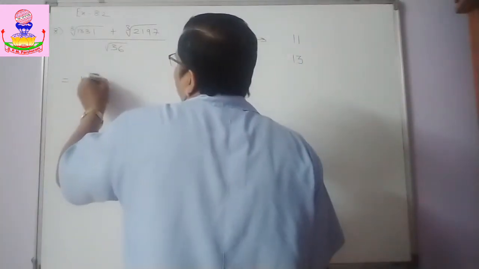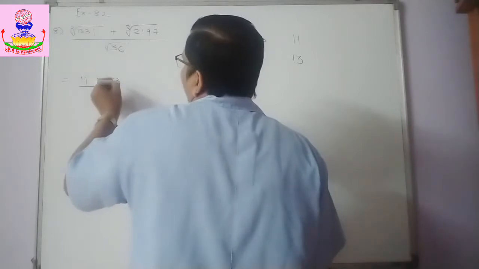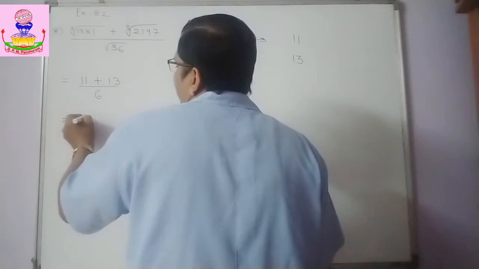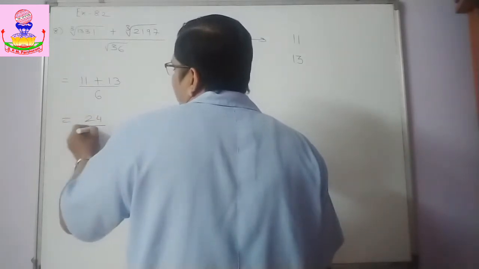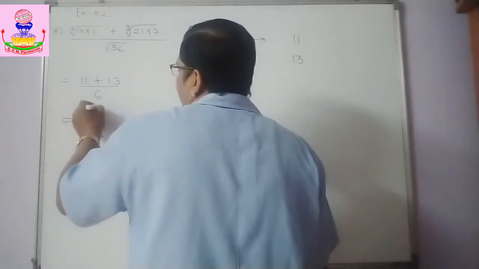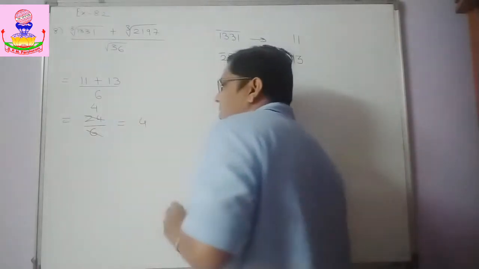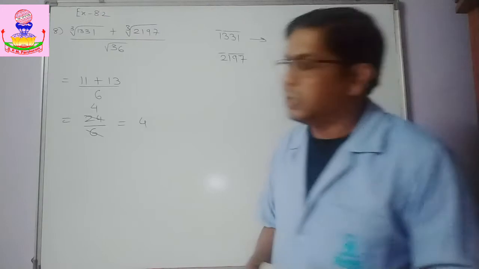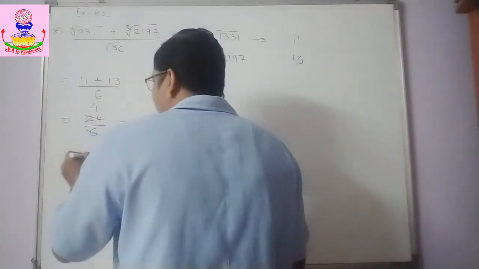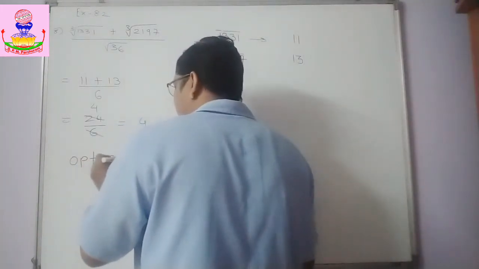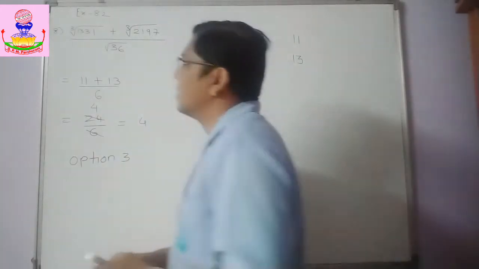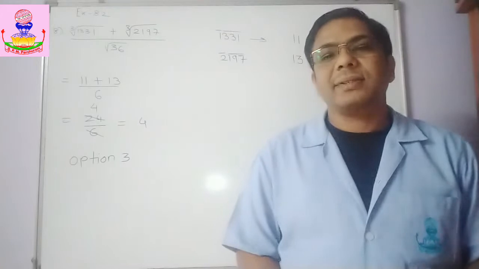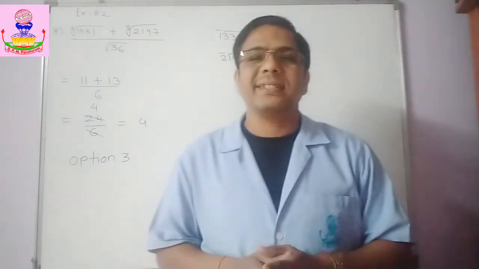Yes. So this is 11 plus 13 upon the square root of 36, which is 6. 11 plus 13 is 24. Okay. Upon 6. So 6 fours are 24, so the answer is 4. Okay. So option number 3 is the right answer. Now let's move to the next exercise.